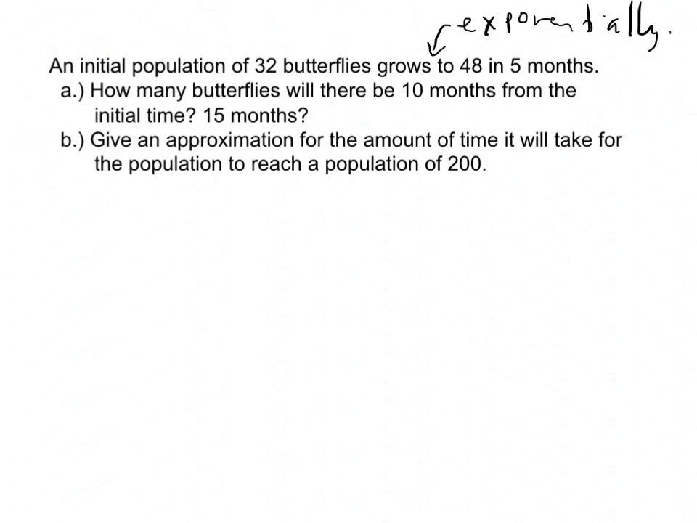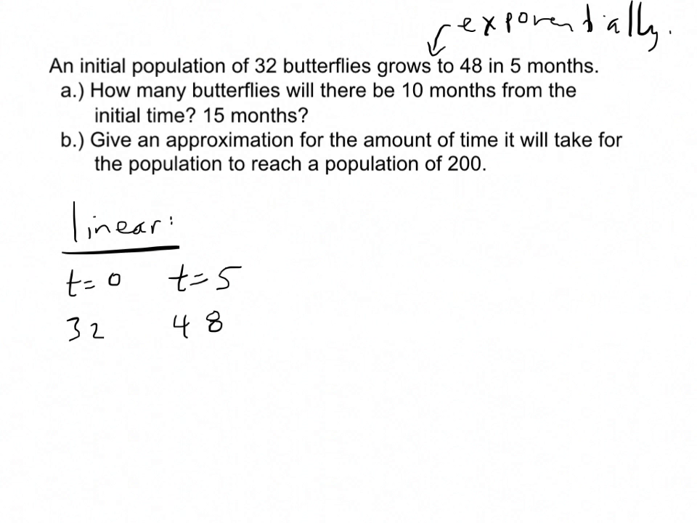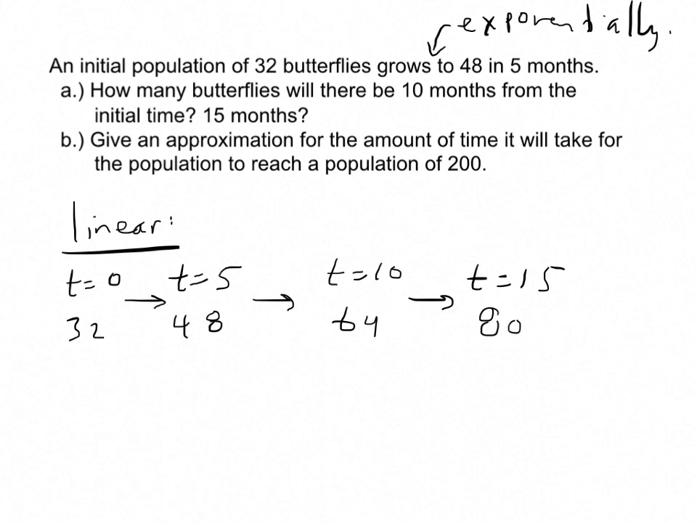It could be happening in a linear fashion. And what does a linear fashion mean? Well, it means that at time 0, there were 32 butterflies, and at time 5, there were 48 butterflies. So what happened from here to here? Well, it grew by 16 butterflies. So if it was linear, in the next 5 months, it would go up 16 more butterflies, so 64. In the next 5 months, it would go up by 16 butterflies again, so that would be 80.